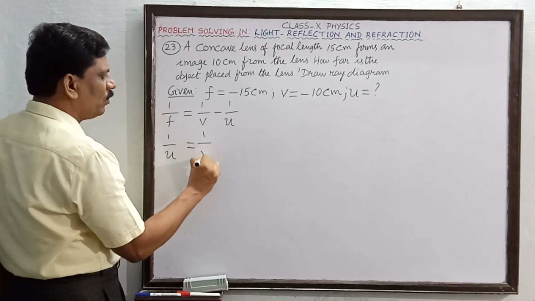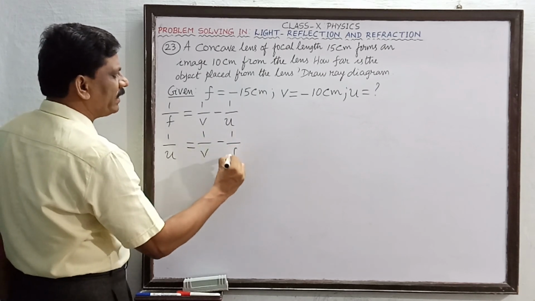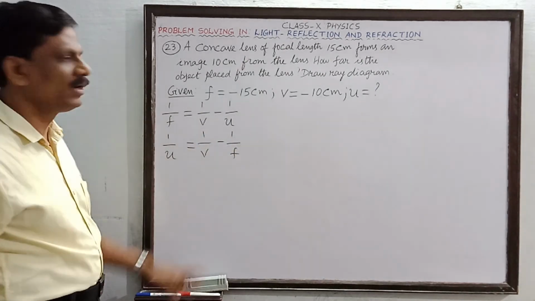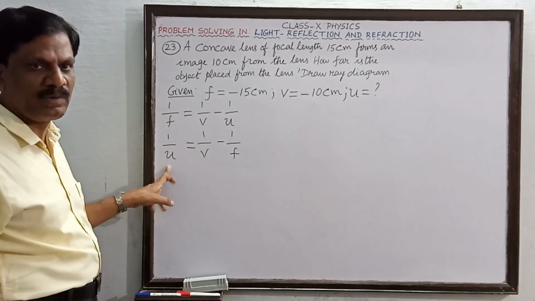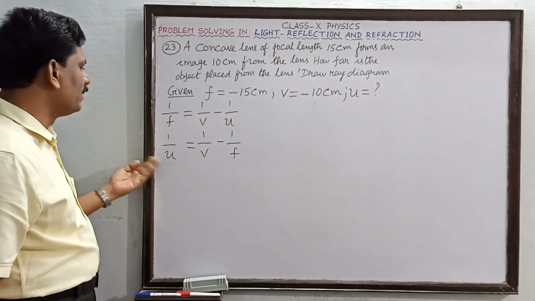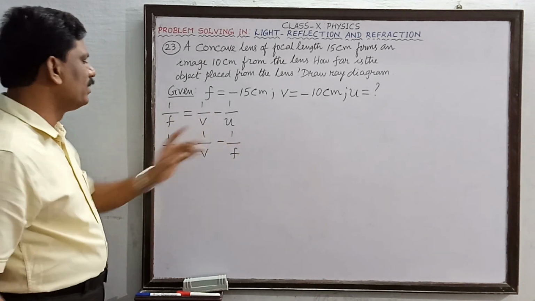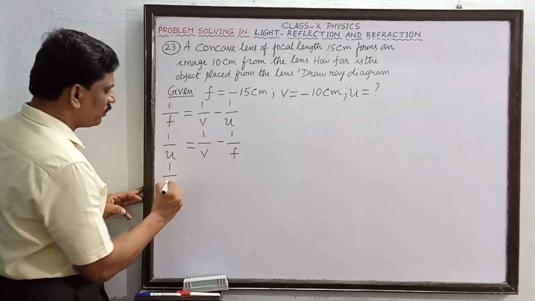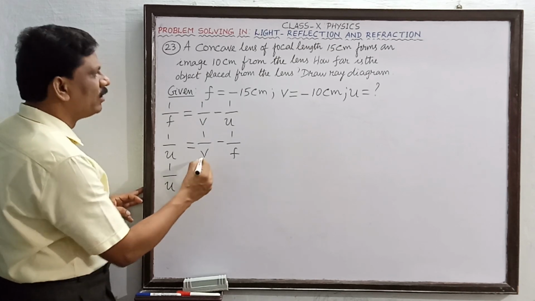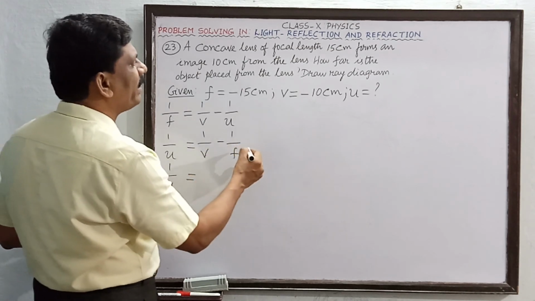This will become what? 1 by v minus 1 by f. Okay, students, we want to find the value of u. So I have taken 1 by u. This minus 1 by u comes to the left as 1 by u. This is equal to 1 by v minus 1 by f. So now you substitute 1 by u is now equal to 1 by v minus 1 by f.